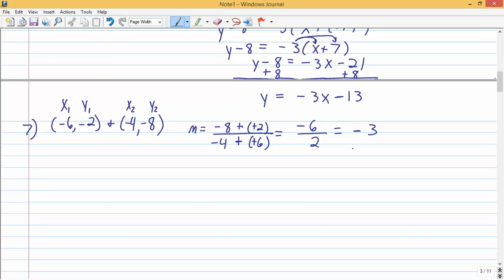Alright, the directions say slope-intercept form. So first I'm going to put it in point slope form by using the slope we just figured out and the first point that I have written down. And then I'm going to make it y equals. Point slope form is y minus y sub 1 equals m times x minus x sub 1.